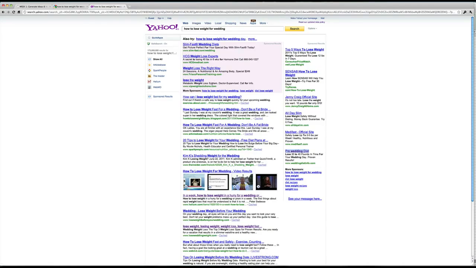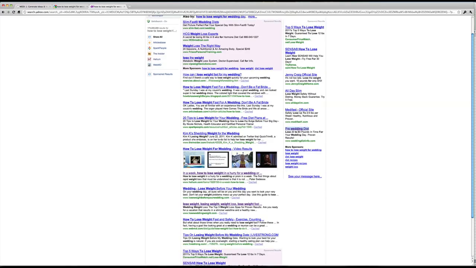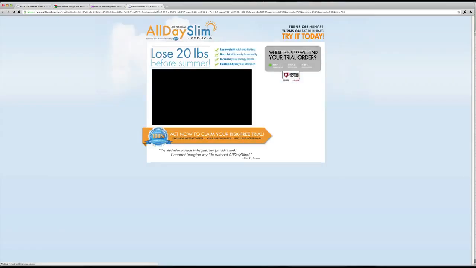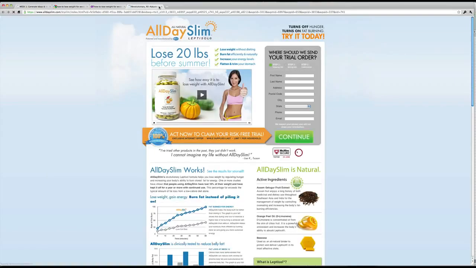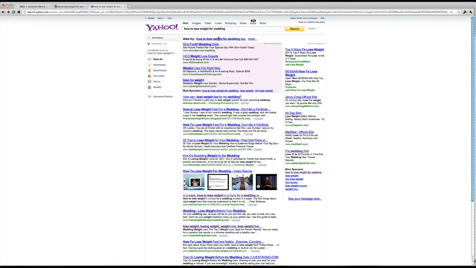Personal training, VIP weight loss solutions, HGC, Consumer Price Watch, Trisensa, Jenny Craig, All Day Slim, Medifast. None of those are. Let's go here and look for how to lose weight for wedding and see if we see any other info products. All Day Slim. What's this? This is a supplement. All right, let's go back here.